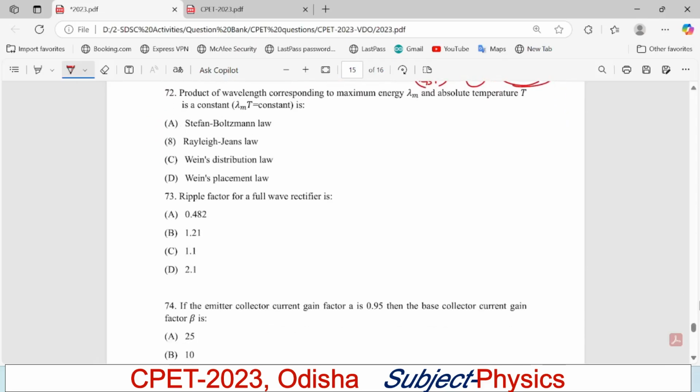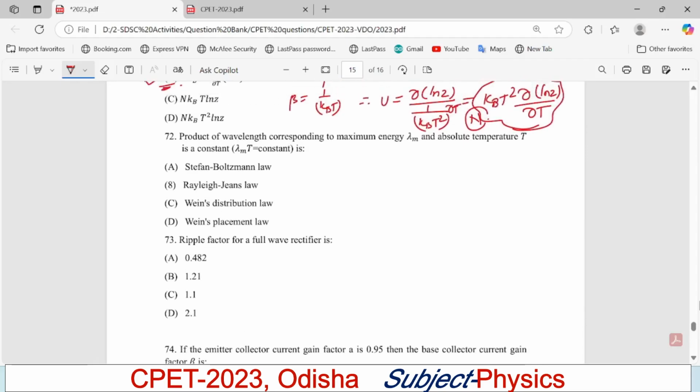Next question, question number 72. The product of the wavelength corresponding to maximum energy, lambda m, and absolute temperature T is Wien's displacement law.